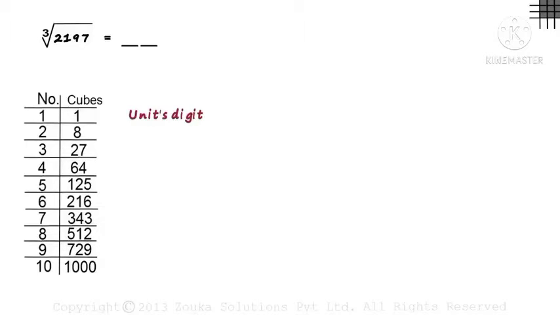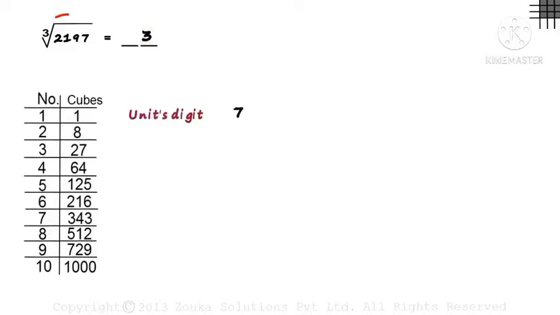Okay, now we're all set to go. The first step of our method is to look at the units digit of the number. The units digit of 2197 is 7. So we look at our table. In the cubes column, we look for a number which has its units digit as 7. It's this one, 27. So we take the number from the first column corresponding to it and write it in the units place of the answer. The number corresponding to 27 is 3. So we write 3 here. So the first step directly gave us the units digit of the answer.